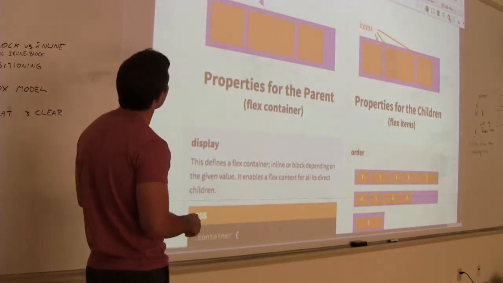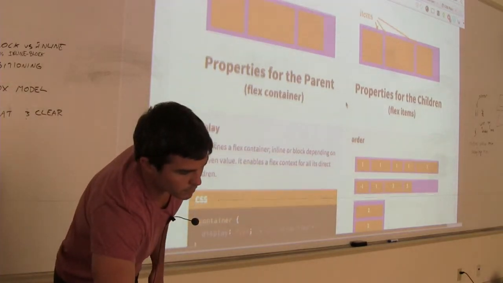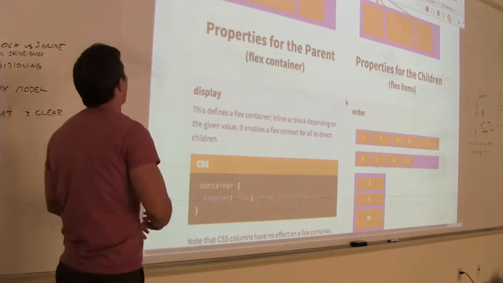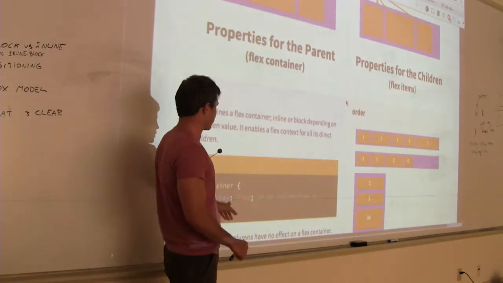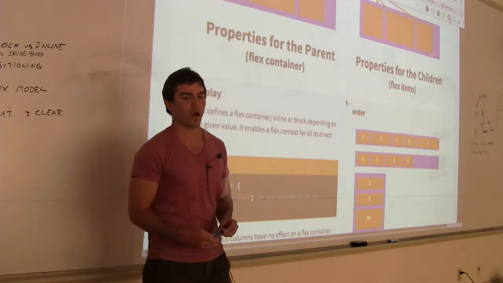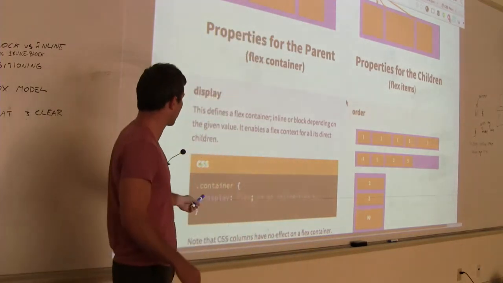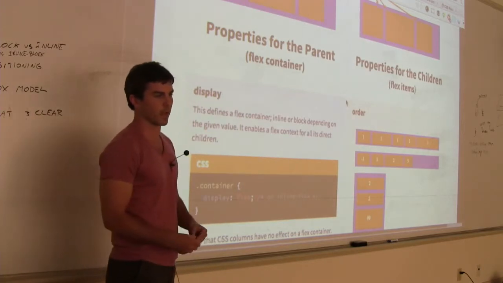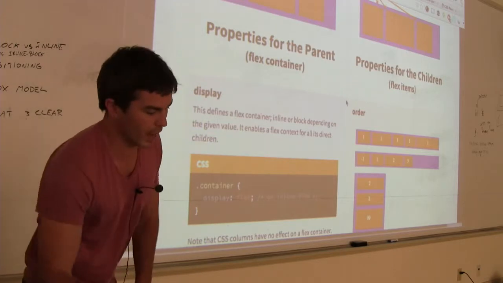So first off, anytime you want to use Flex layout on some items, you give its container a display of Flex. We've actually been using containers, so that's going to make sense to you, but you give its parent element the display of Flex, okay? That's nice and easy, straightforward. You're going to have that every time.